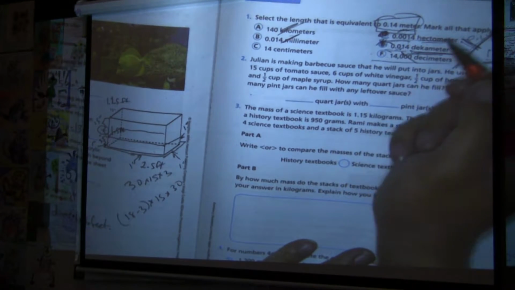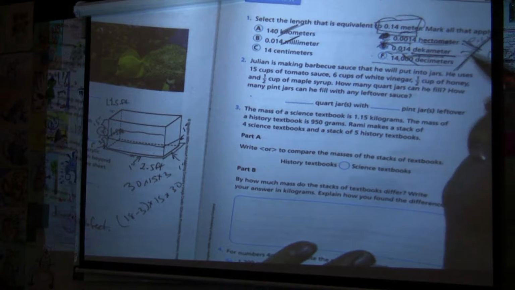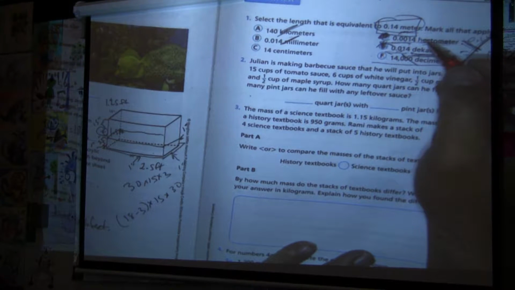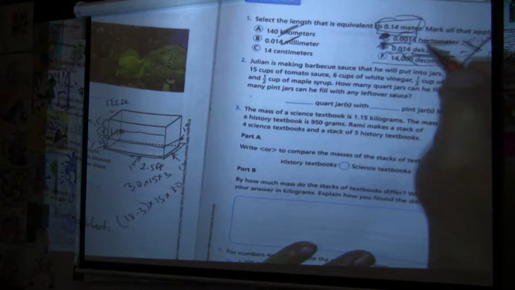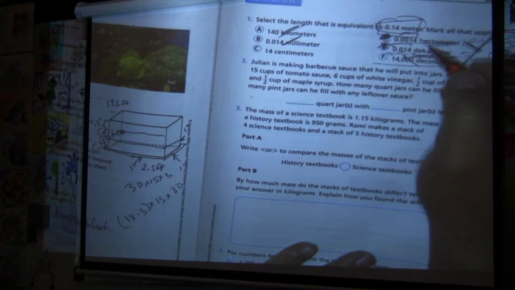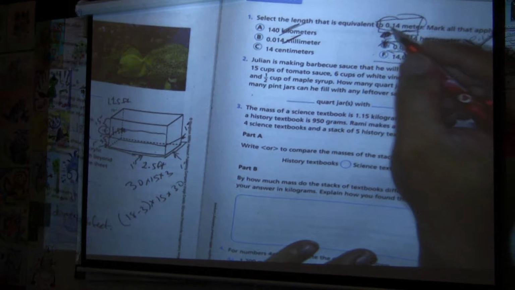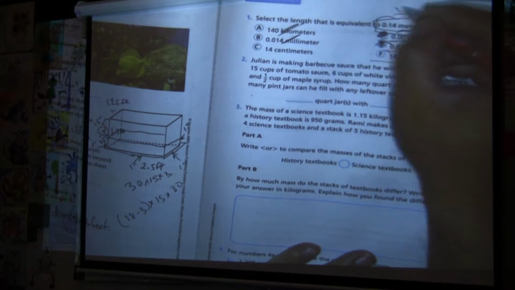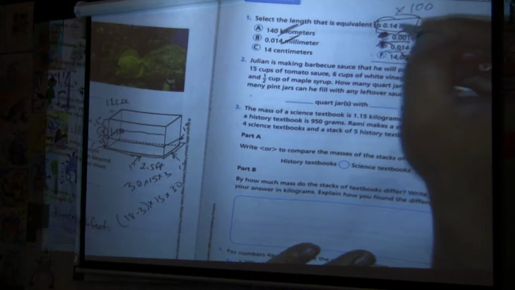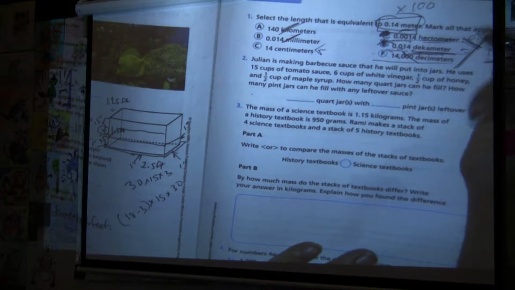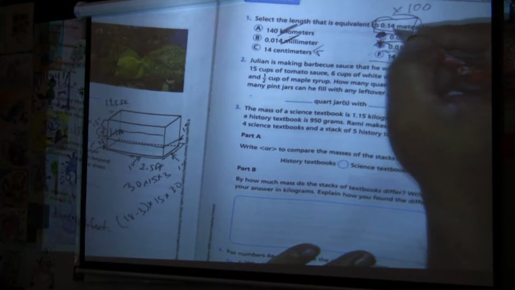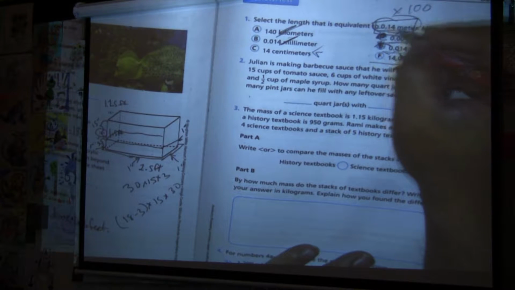14 centimeters. Okay, so you know that 100 centimeters are in a meter. So if you multiply 0.14 meters by 100, you would get 14. So you know the conversion. Okay, so 0.14 times 100 will give us the conversion to the smaller unit of centimeters, and that would mean we shift the digits twice in this direction.